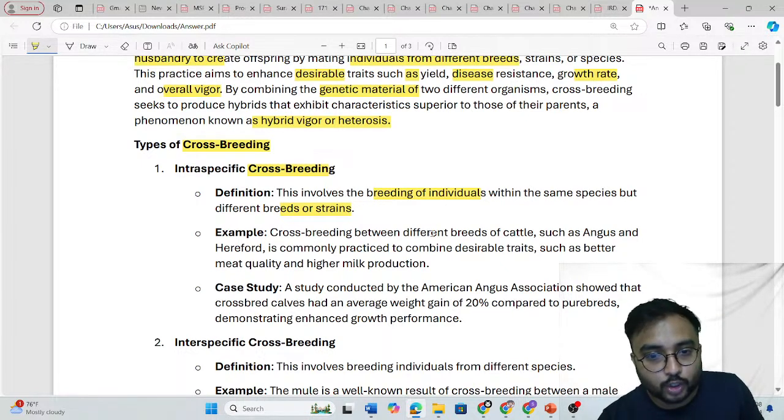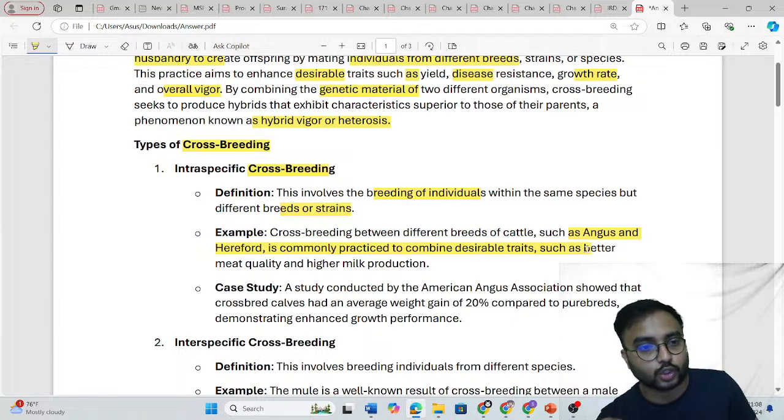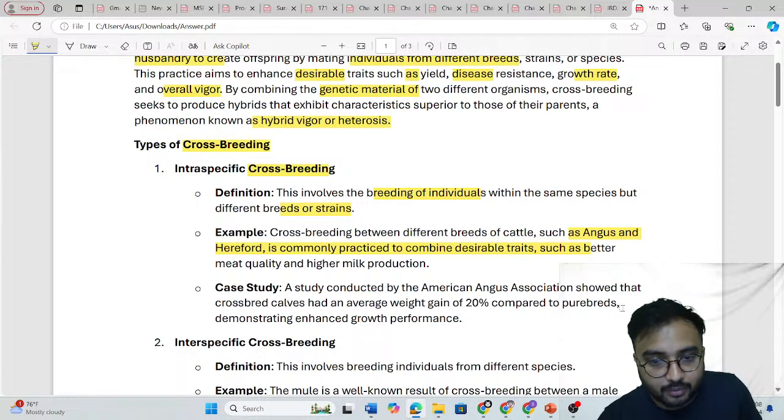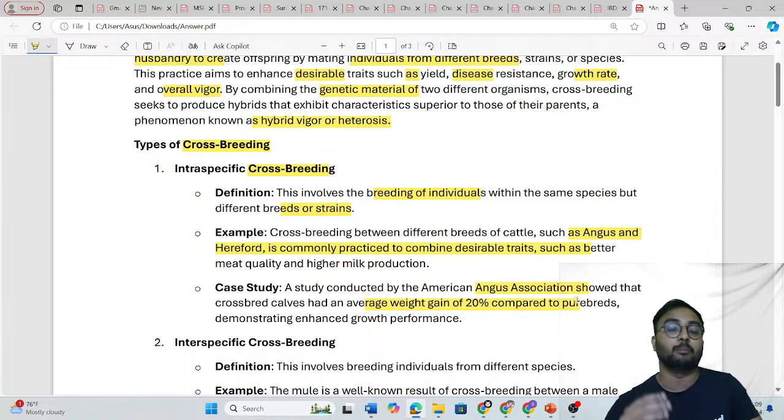Example here: crossbreeding between the cattle such as Angus and Hereford. The best example you can take is Sahiwal and your Jersey. These two are crossed together. So intraspecific is nothing but between the same species but between two different breeds. Case study: the American Angus Association has done an experiment in which crossbreeding of cows resulted in an average weight gain of 20% as compared to pure breed.